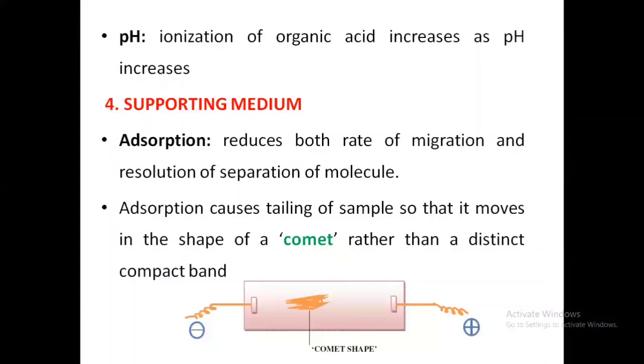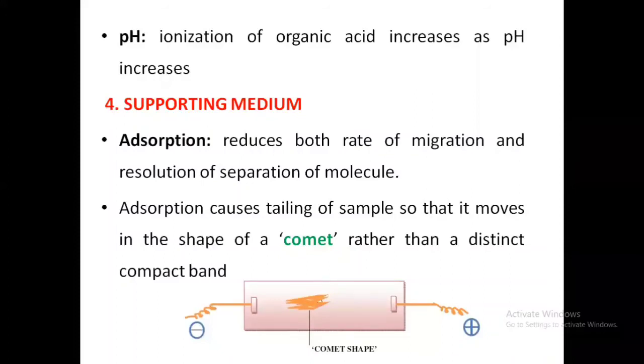You can see in the diagram. So it should not be like that. If you are getting a signal like this, it won't be considered as good. So tailing is happening, your sample tailing is happening. Remember a simple thing: the supporting media, whatever you are using, it should not absorb your sample. If it is not absorbing, you will get exactly zones with different colors. If absorbing, instead of getting a zone, you will get the comet shape. You can see clearly in the diagram.